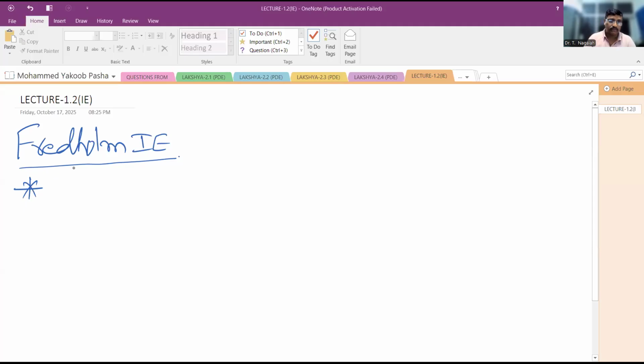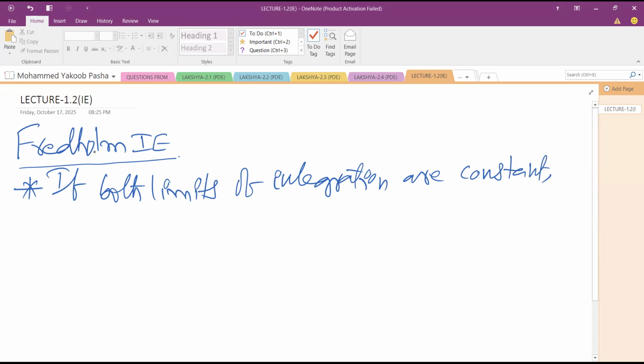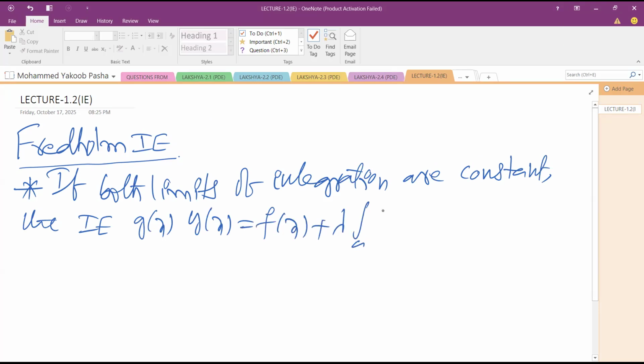Integral equation: if both limits of integration, the upper and lower limits, are constants, A and B both being constants, then the standard form of the integral equation is g(x) y(x) = f(x) + lambda integral from a to b of k(x, t) y(t) dt. This is called a Fredholm integral equation.